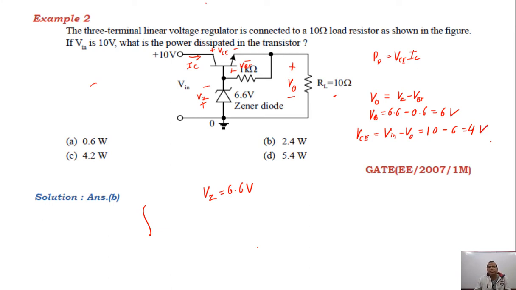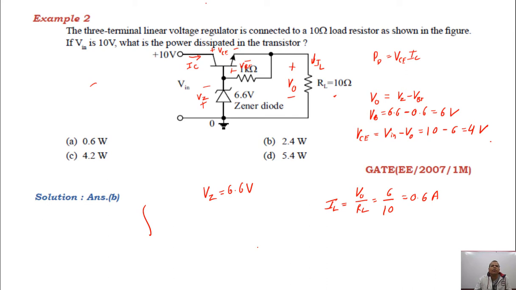Now we have to find the collector current. First of all, find the load current. The load current here is nothing but output voltage upon RL. Output voltage is 6 volt, RL is 10 ohm. So output current is 0.6 ampere, right. So this is nothing but load current. Output current means load current.